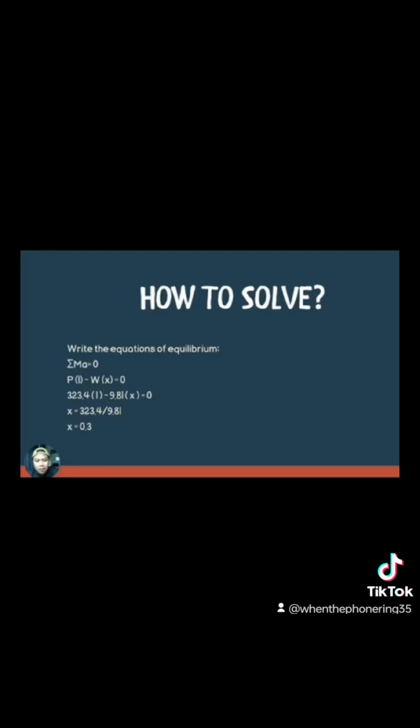Next is the equilibrium of moment. We know that the moment at A equal to 0. So the equation is P times 1 minus weight times X equal to 0. We know that the horizontal force P is 323.4 times 1, and minus the weight, 9.81 times X, equal to 0. So we know that X equal to 323.4 divided by 9.81. So we get X equal to 0.3.